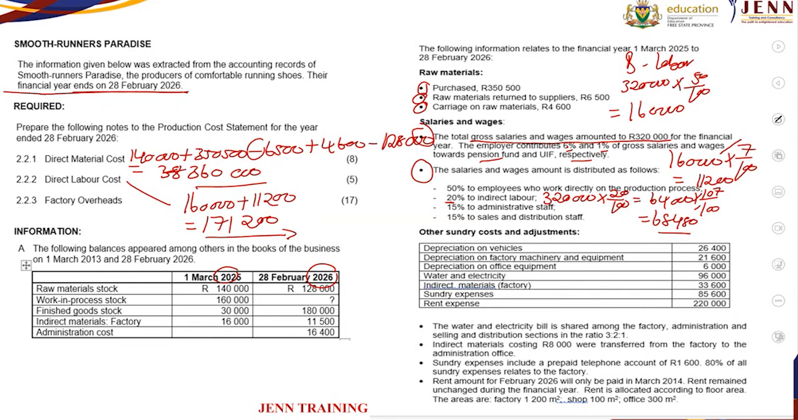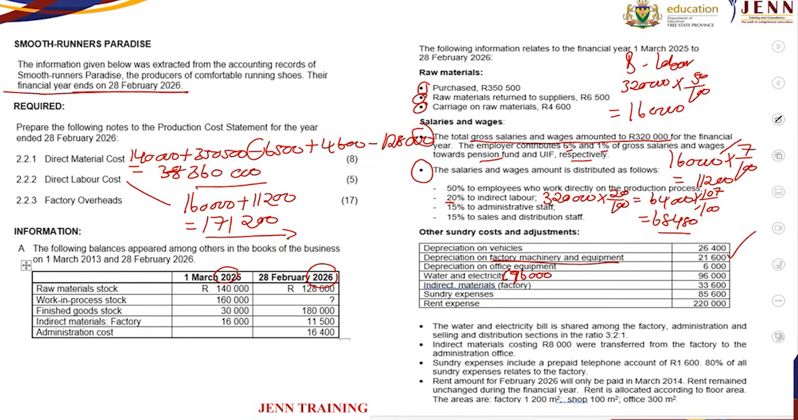When we go to our information, because we are done with salaries and wages, we go to other costs. We have depreciation on factory machine, which is equipment, and that is 21,000. So we take it as it is because it does not have any additional information. And then the next one would be water and electricity. As we can see there, the amount that was paid is 96,000.